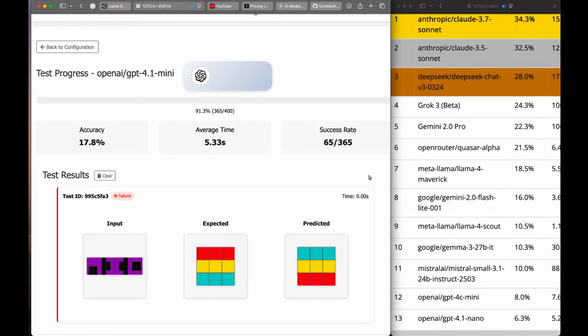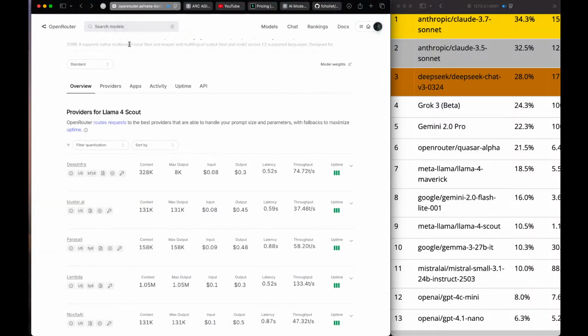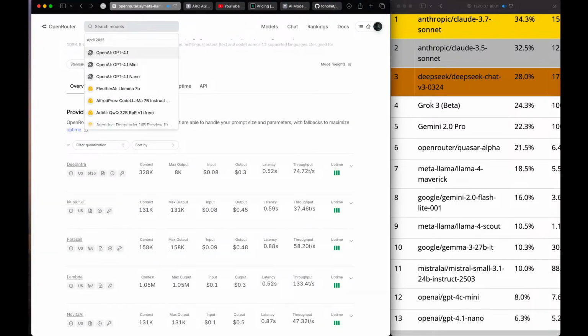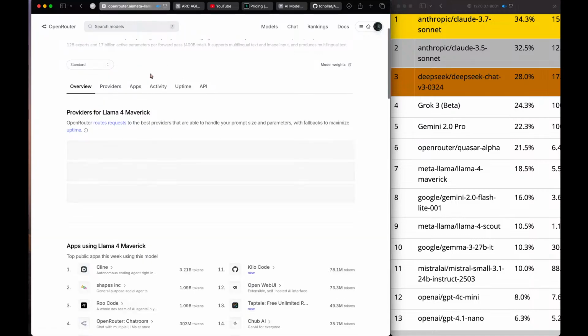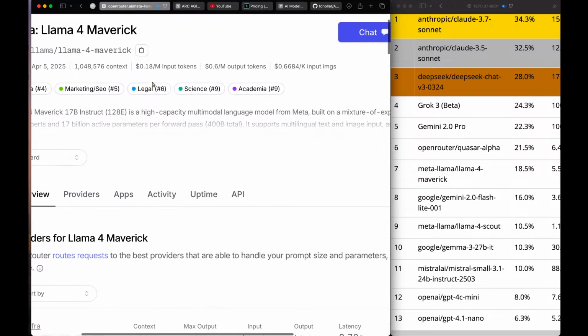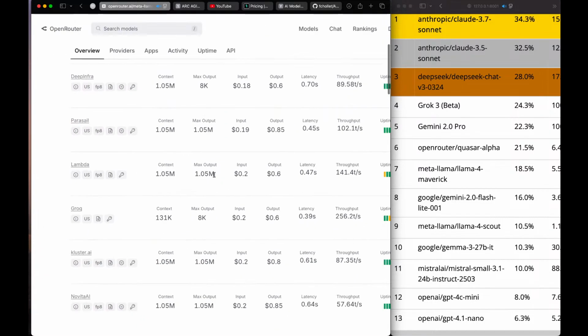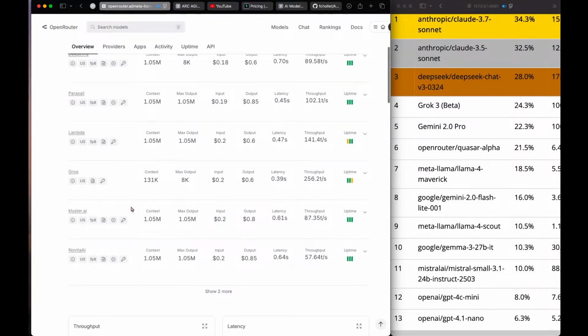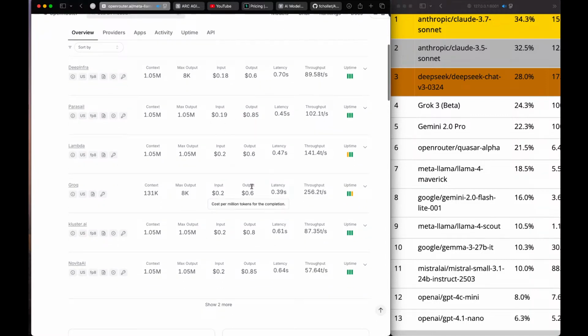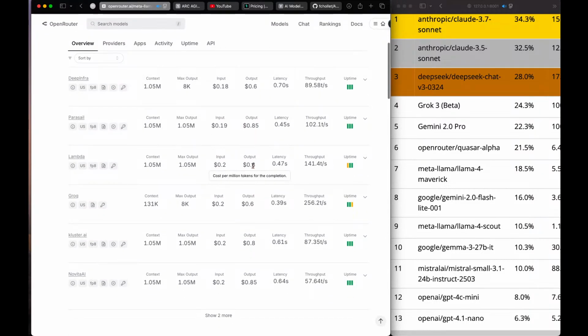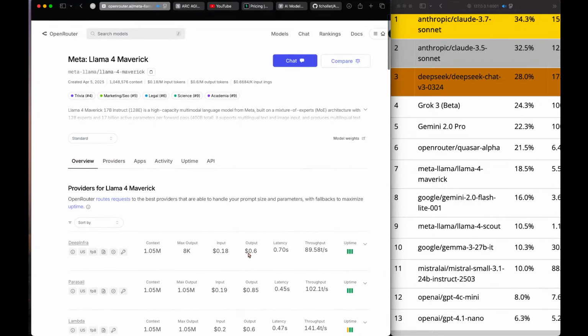Let's look at Llama 4 Maverick's pricing, because this model seems to be landing there. Okay, even Llama 4 Maverick is cheap. Let's look at the complete version. I mean, no matter what you do, it's very cheap.